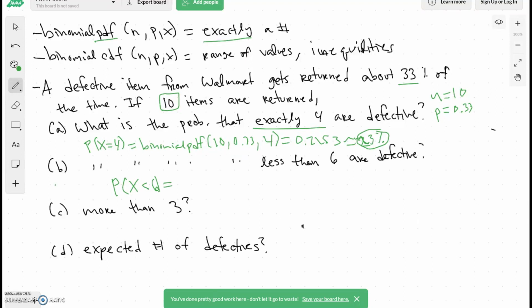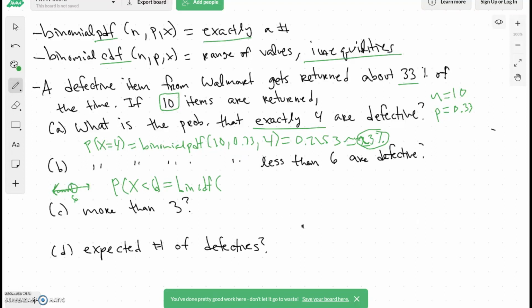So remember, if we look at less than 6, am I including the 6? No. So it's going to be an open circle, and we're going to shade everything to this side, right? So less than 6. We want a range of values. This is going to be inequalities. So now we're going to use CDF, binomial CDF. I'm just going to write bin CDF.